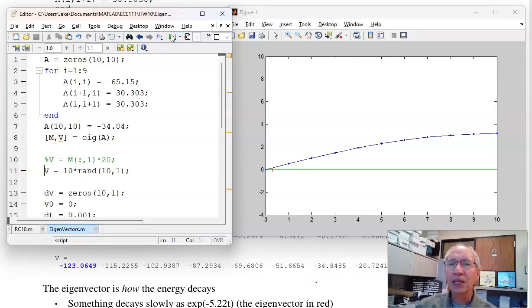That's homework set number 10 for ECE 111. Capacitors, and when you have capacitors, you have coupled first-order differential equations. The power of Matlab is I can solve coupled first-order differential equations using numerical integration. And that's homework set number 10 for ECE 111.